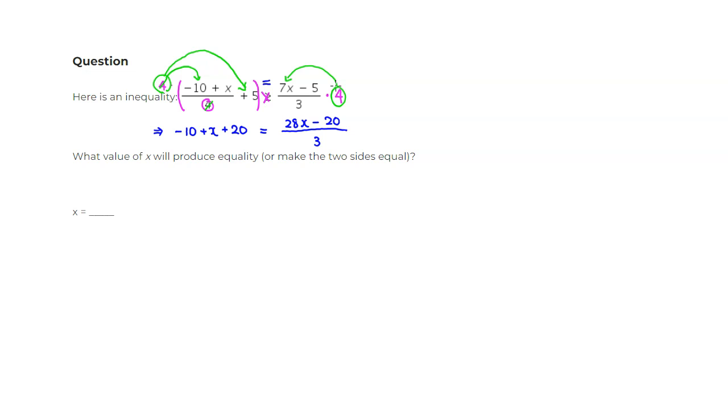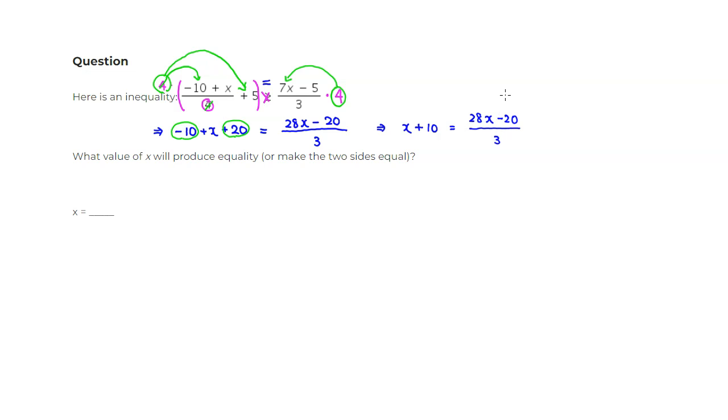If you want, you can combine negative 10 and positive 20. So we still have x, and combining negative 10 and positive 20 gives positive 10. And then the right-hand side is still the same, so you have 28x minus 20 over 3.